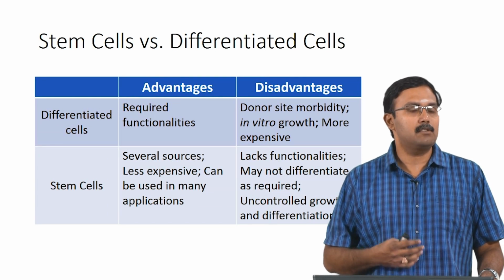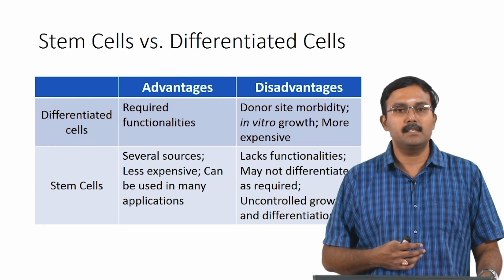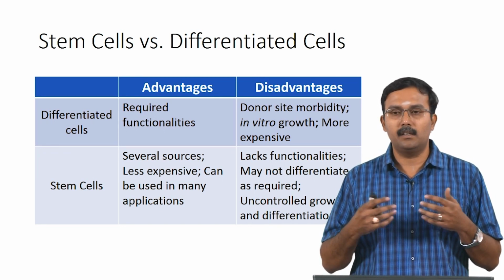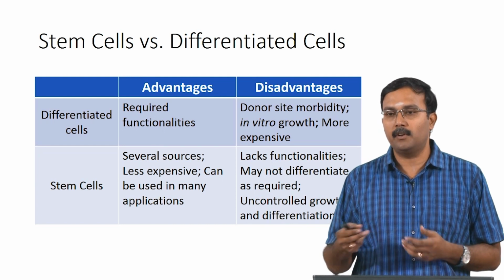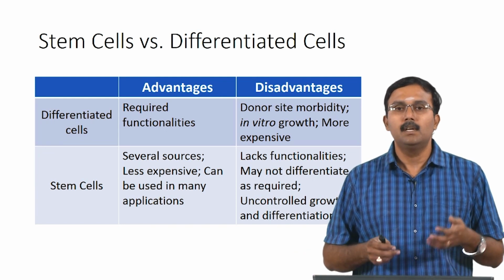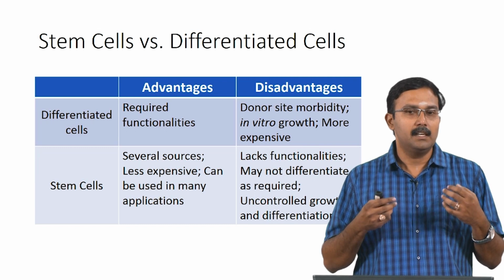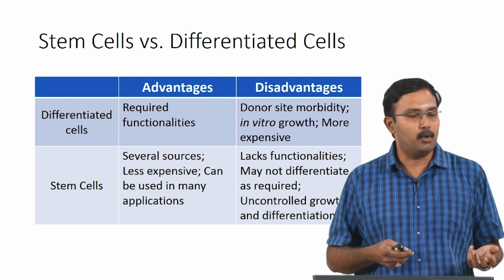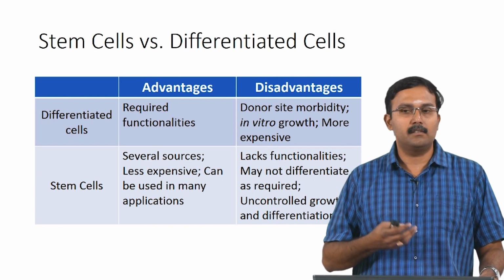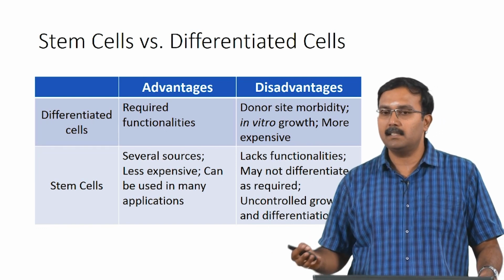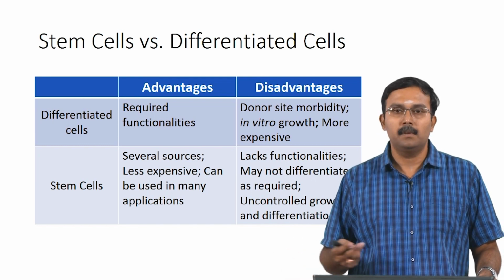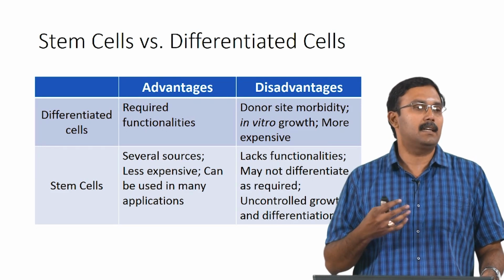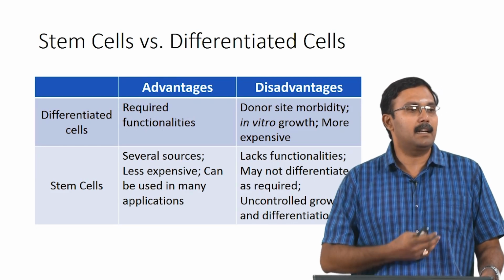Differentiated cells and stem cells also have their own advantages and disadvantages. Differentiated cells have the required functionalities which are needed for the tissue to function the way we expect them to. Disadvantages, you would cause donor site morbidity, and in vitro growth is actually more difficult. You cannot culture them for multiple passages, they actually die after some time. They are more expensive.